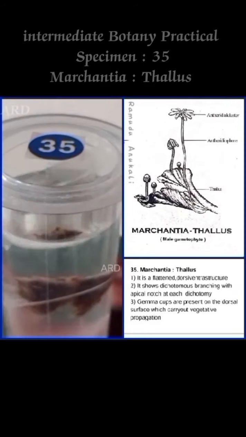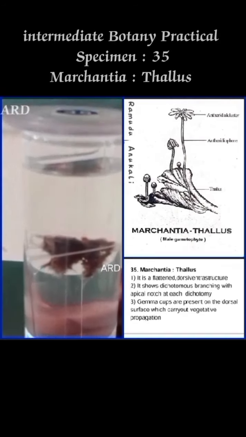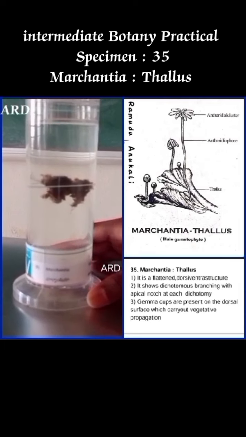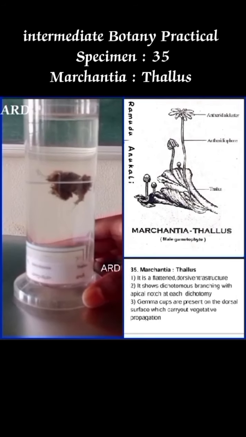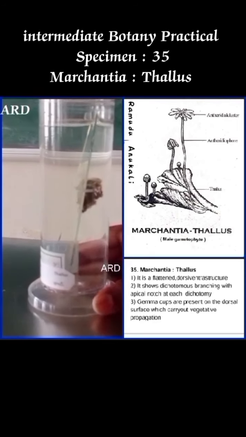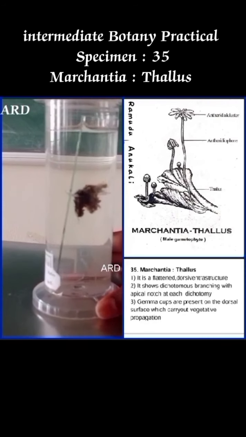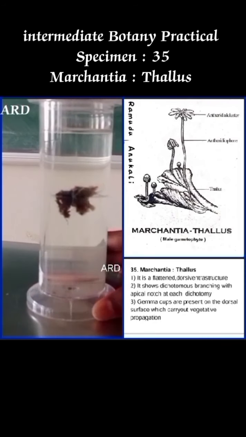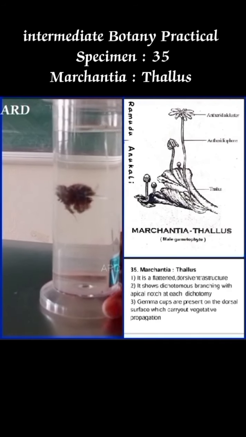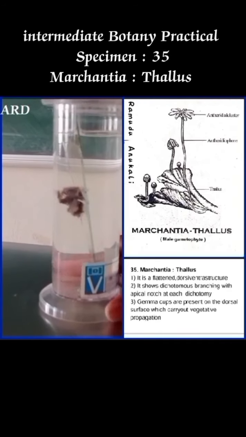Number 35. Specimen. Marchantia thallus. It is a flattened, dorsiventral structure. It shows dichotomous branching with an apical notch at each dichotomy. Gemma cups are present on the dorsal surface, which carry out vegetative propagation.